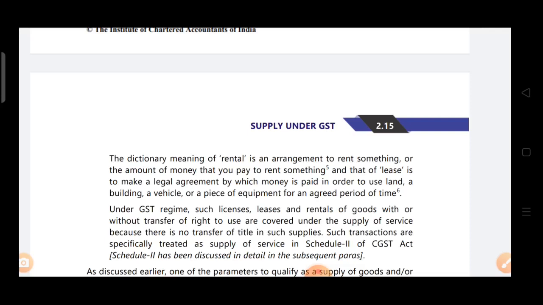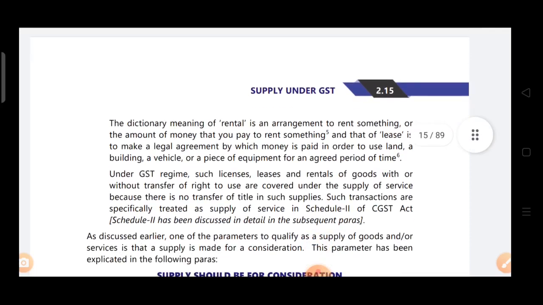Now under the GST regime, such licenses, leases and rentals of goods with or without transfer of right to use are covered under the supply of service. Means the right can be transferred or the right cannot be transferred. With or without transfer of right, these are covered in the supply of service, because there is no transfer of title in such supplies. If there is transfer of title, then we can say that it's supply of goods, but there is no transfer of title in such cases. In lease, licenses, rentals, there is no transfer of title, there is just transfer of right.